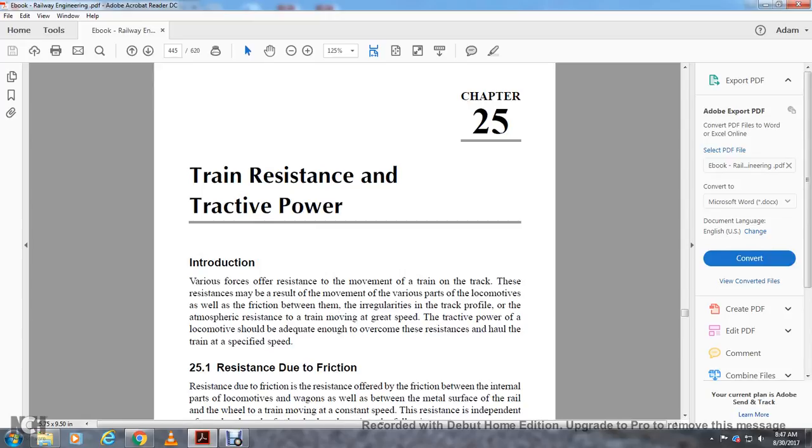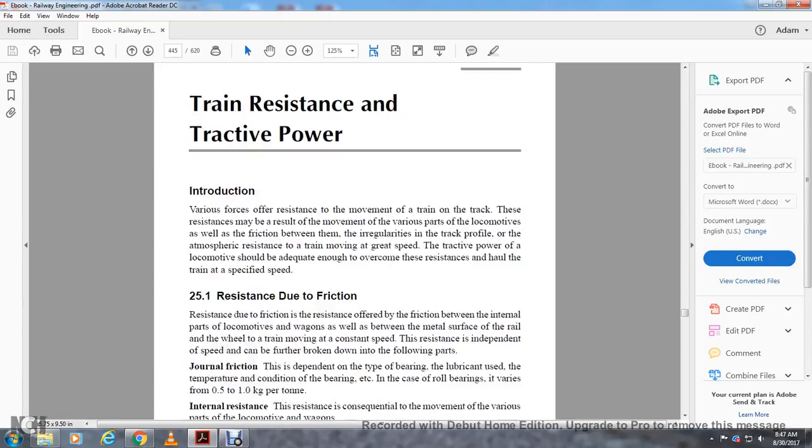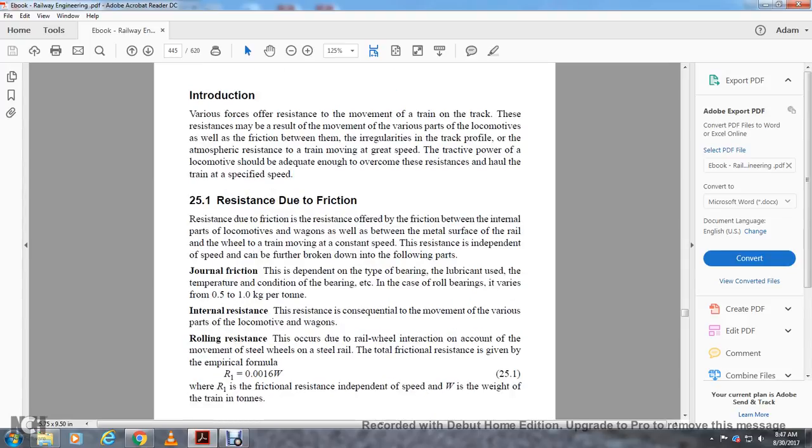The train moves at a great speed. The tractive power of the locomotive should be adequate enough to overcome the resistance and haul the train at the specified speed. Resistance due to friction is the resistance offered by the friction between the internal parts of the locomotive and wagons, as well as between the metal surface of the rail and the wheels of the train moving at a constant speed. The resistance independent of speed can be further broken down into the following parts.